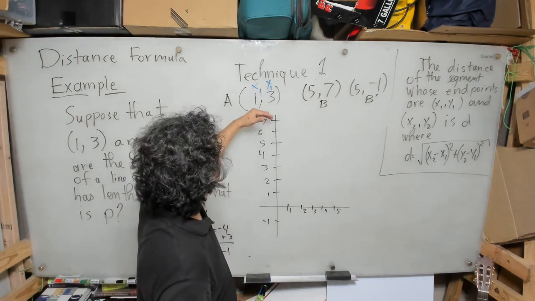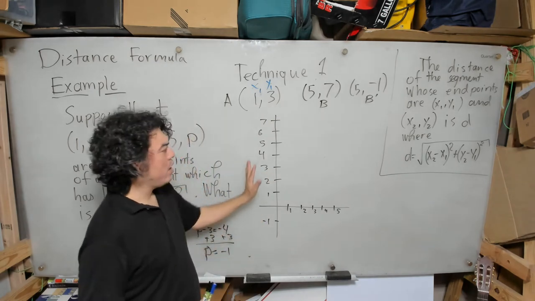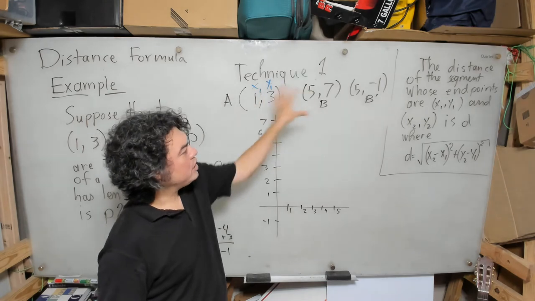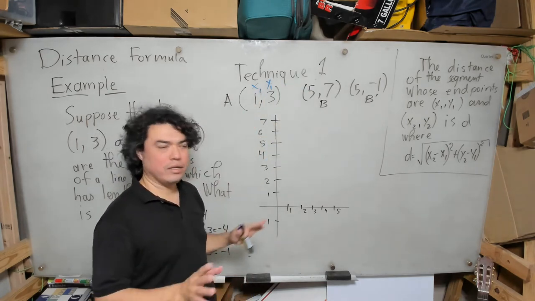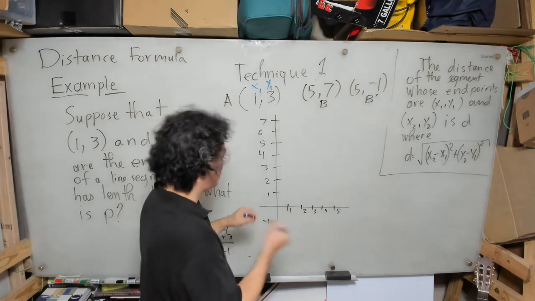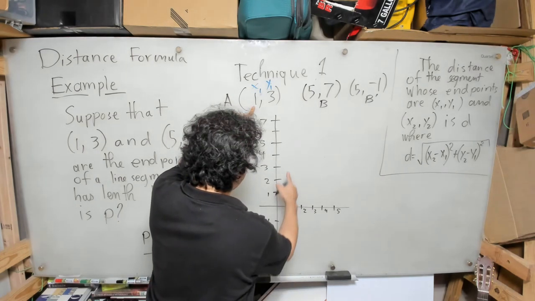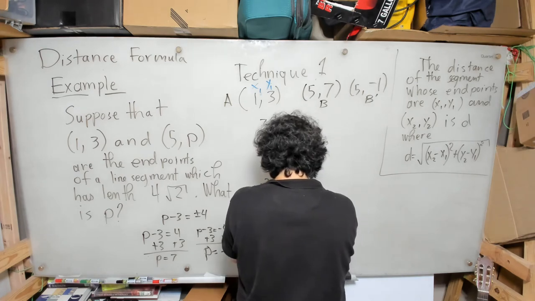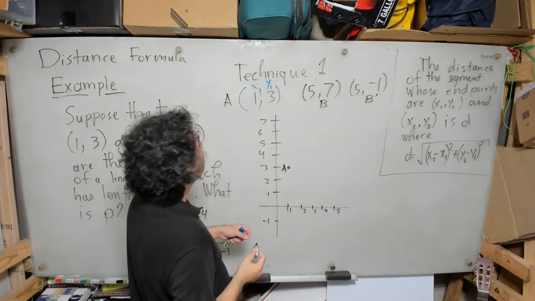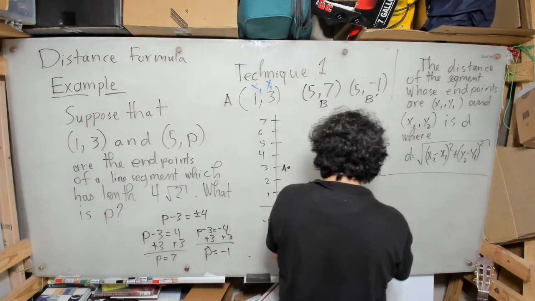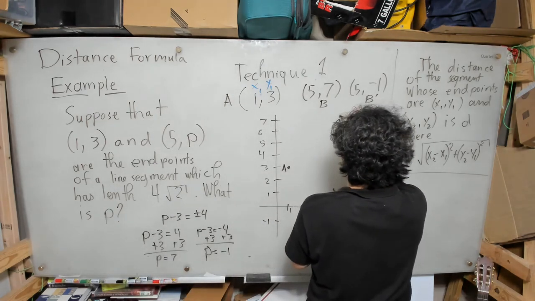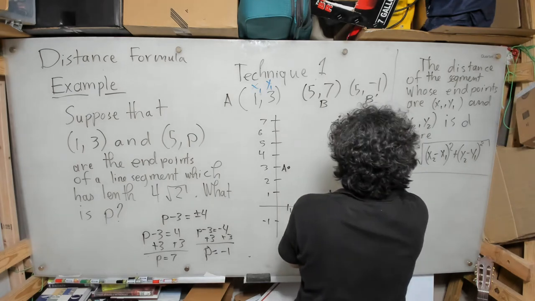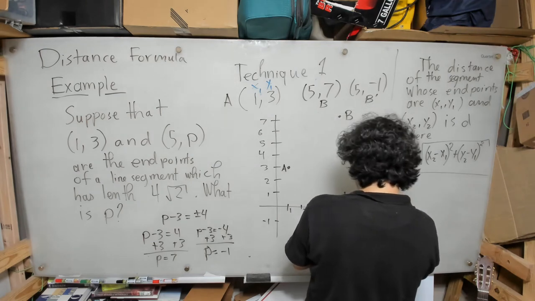So first of all, I'm going to plot my point 1, 3. And again, I want you to notice how I just drew the portion of the graph paper, the Cartesian plane, that's going to fit these points nicely. And I didn't draw anything else. Okay? 1, 3. So that's going to be here. So let's call that A. Okay? 5, 7. So 5, 7 is up here, and then 5, negative 1 will be down here. So 5, 7, that's our B right there. This is our B prime.